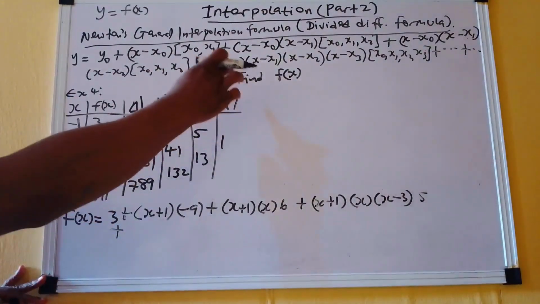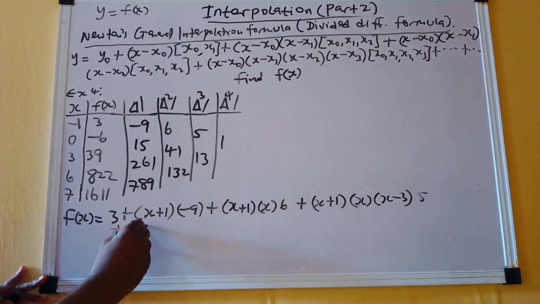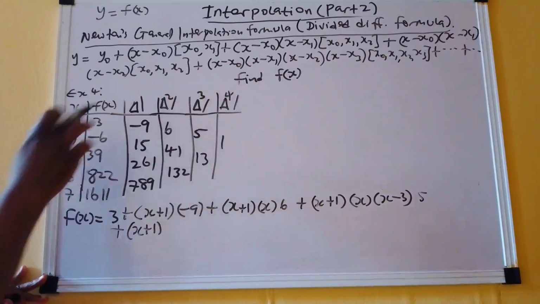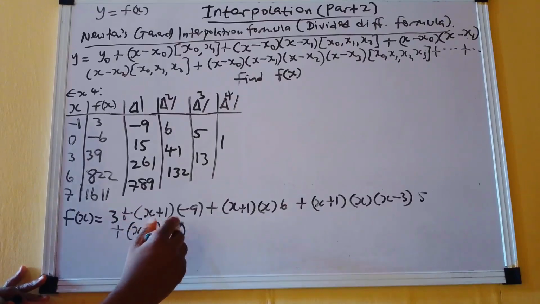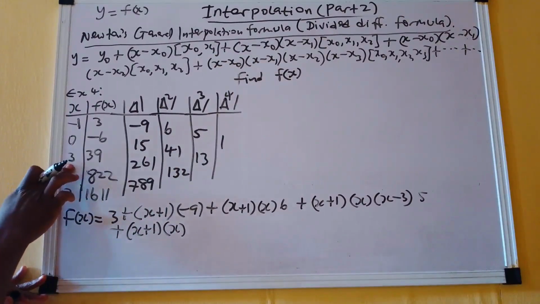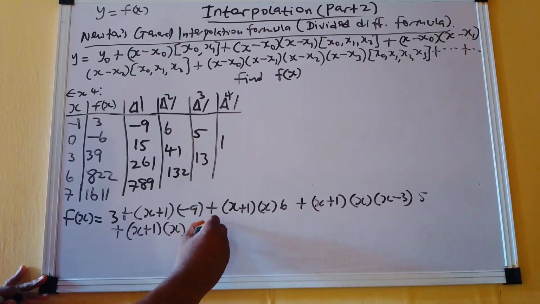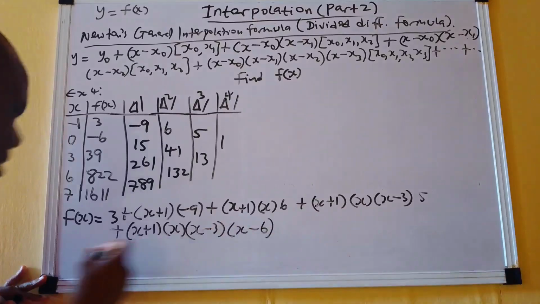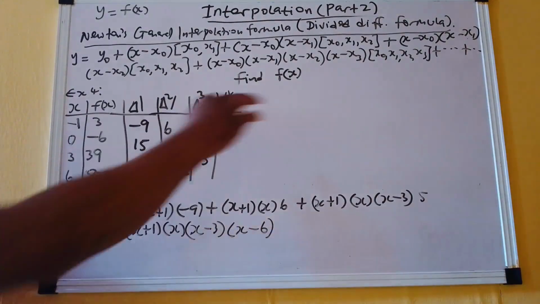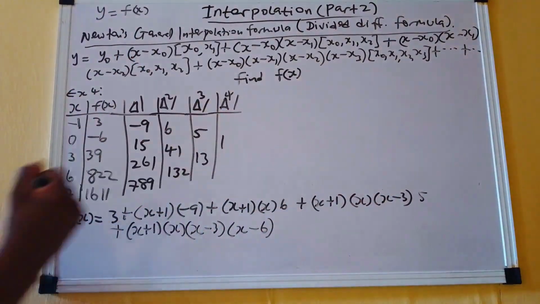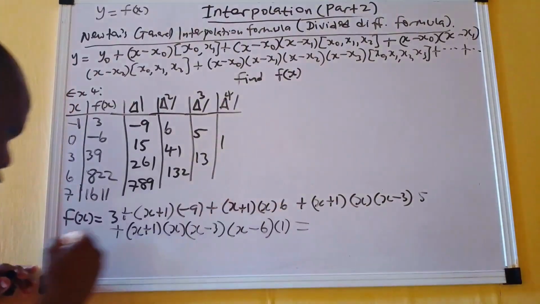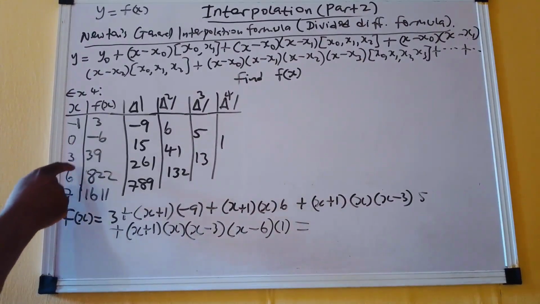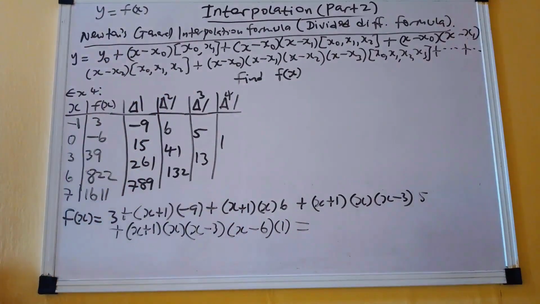Then you come again, you say plus. The last one, x minus x naught. X minus minus 1 is x plus 1. Then x minus x1 is x minus 0, which is x. Then x minus x2. x2 is 3, so you have x minus 3. Then the next one is x minus x3. That will be x minus 6. x3 is 6. You see it there? Then the divided difference will now be 1. That's what you have there. So this is x0, x1, x2, x3, and so on and so forth. So that's how we have. So we are going to open up the bracket one after the other.